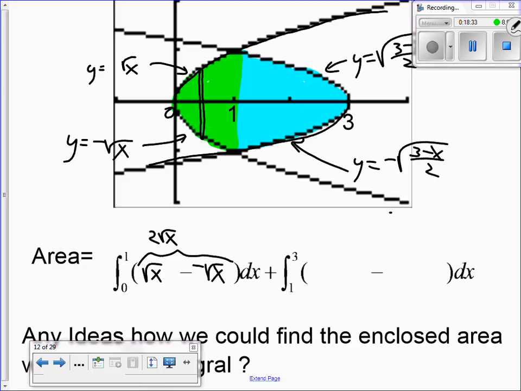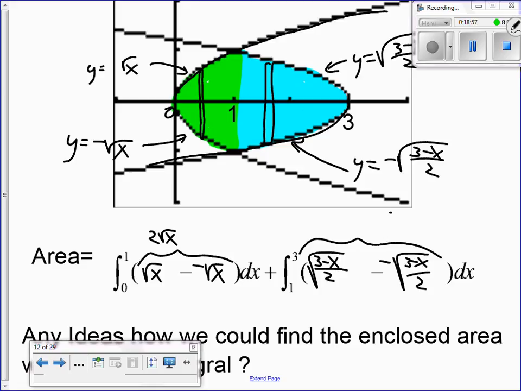Can you tell me what y top would be for any rectangle over here in the second region? Radical 3 minus x over 2. And what's y bottom? Negative that, over 2. And we could clean it up, right? We could combine these. If you have a rad minus a negative rad of whatever, what do you have? You've got two of them. 2 rad 3 minus x over 2.